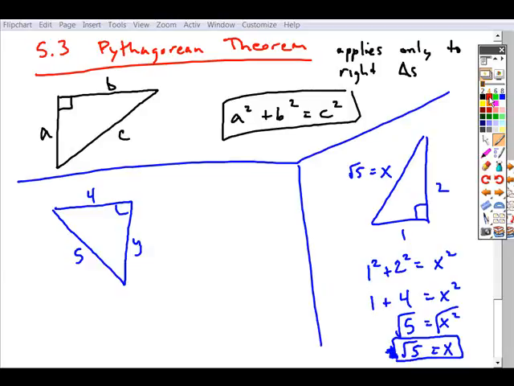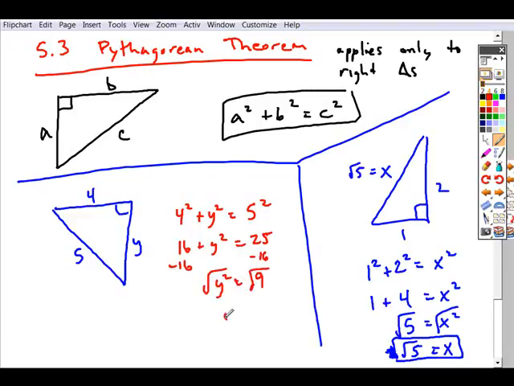Okay, so if you set up your Pythagorean theorem on this, you take your leg 4 squared plus your unknown leg y squared, set it equal to the hypotenuse squared, and then solve. Again, simplify your powers. You get 16 plus y squared is equal to 25. Move all your constants to one side, isolate your variable. You get y squared is equal to 9, extract the square root, and you get y is equal to 3.